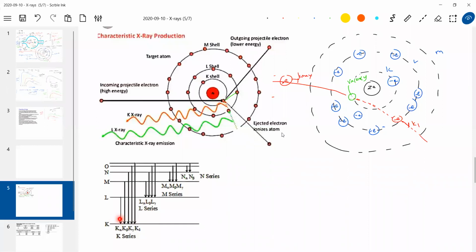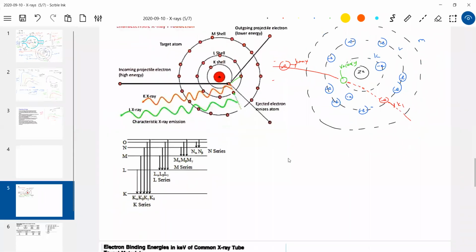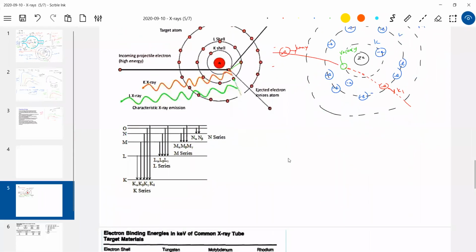Now the energy of the photon depends on what? It depends upon the atomic number, the type of the target material. So how will the curve be now? Along with the continuous spectrum, we'll get a characteristic spectrum. So if I plot the graph, this was the continuous spectrum.